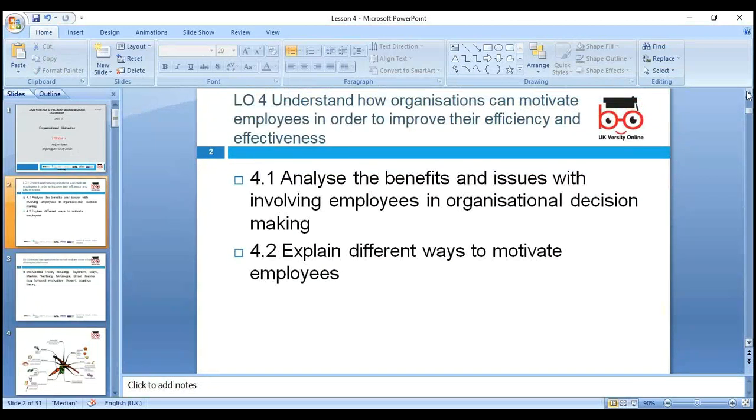So today we'll go to L4, understanding how organizations can motivate employees in order to improve their efficiency and effectiveness. Do we know what is the difference between effectiveness and efficiency? Any thoughts?